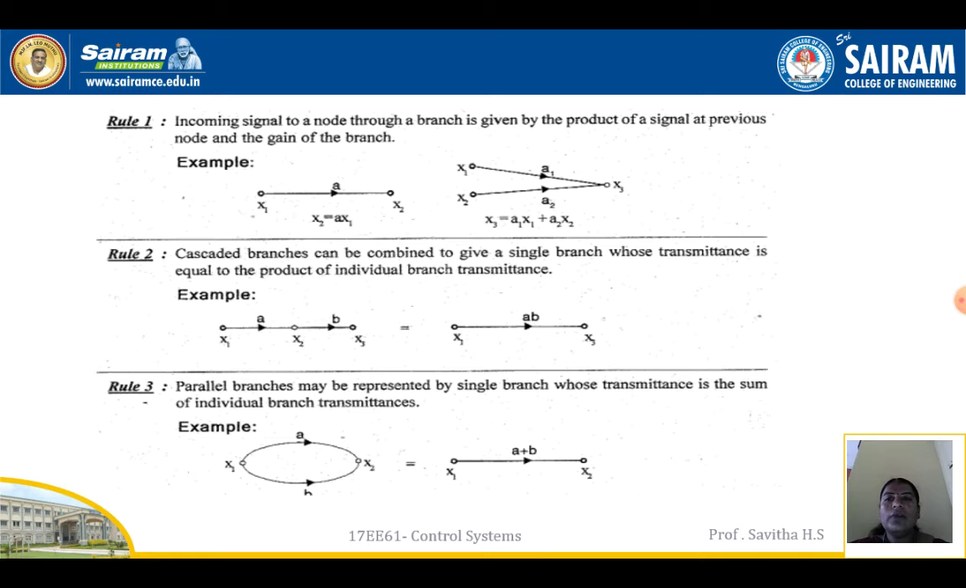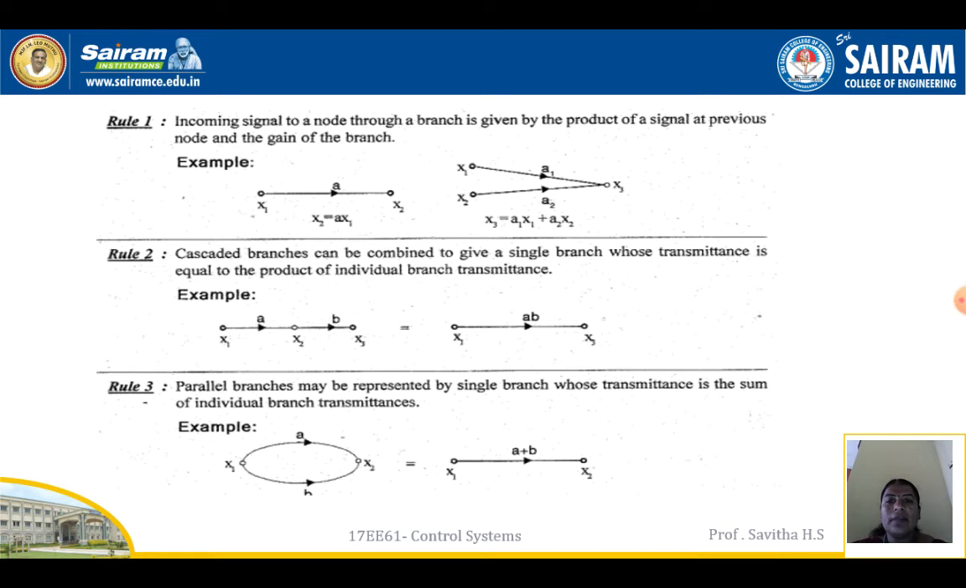Rule 1. Incoming signal to a node through a branch is given by the product of the signal at the previous node and the gain of the branch. Example: x1, a and x2. So x2 will be a into x1, and here in the second diagram x3 will be a1 into x1 plus a2 into x2.